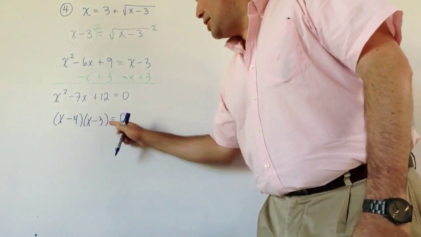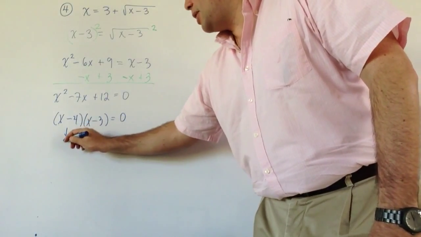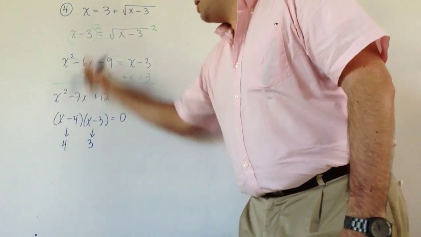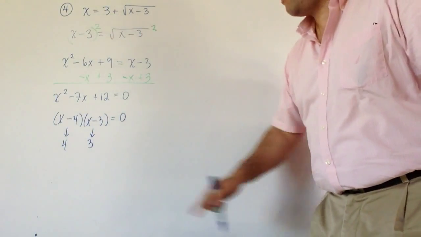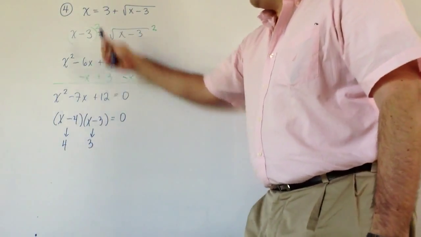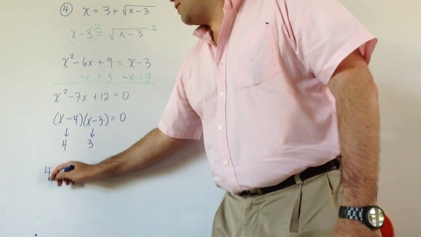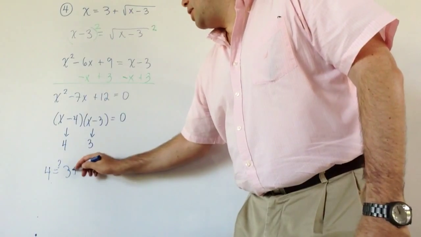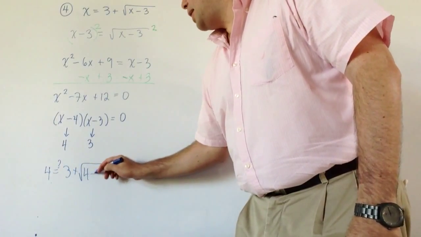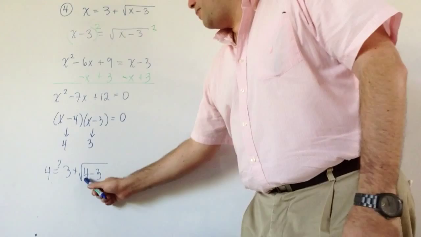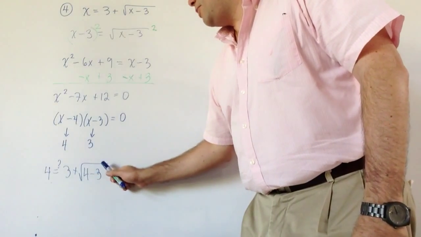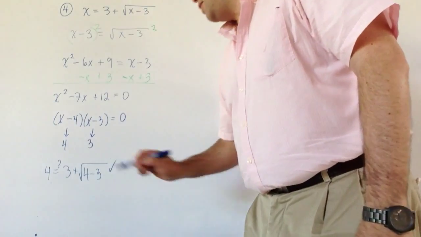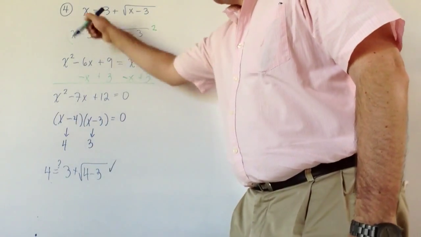The solution to this equation, from here, we get 4. From here, we get 3. We need to check in the original equation. Let's see. 4, does it equal 3 plus the square root of 4 minus 3? Well, 4 minus 3 is 1. The square root of 1 is 1. 3 plus 1 is 4. So yes.